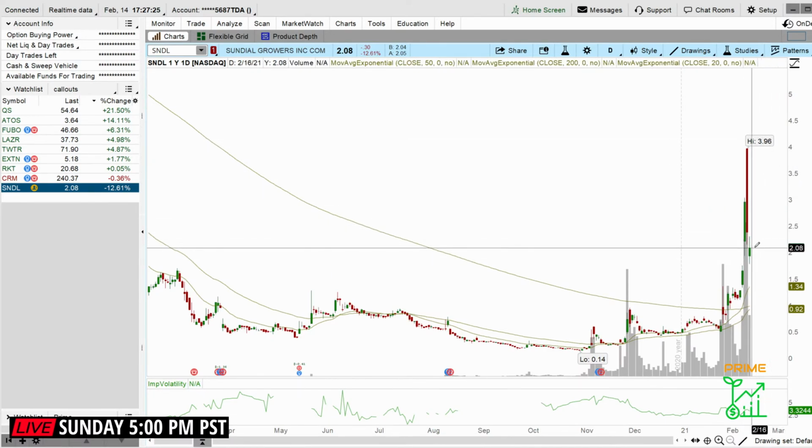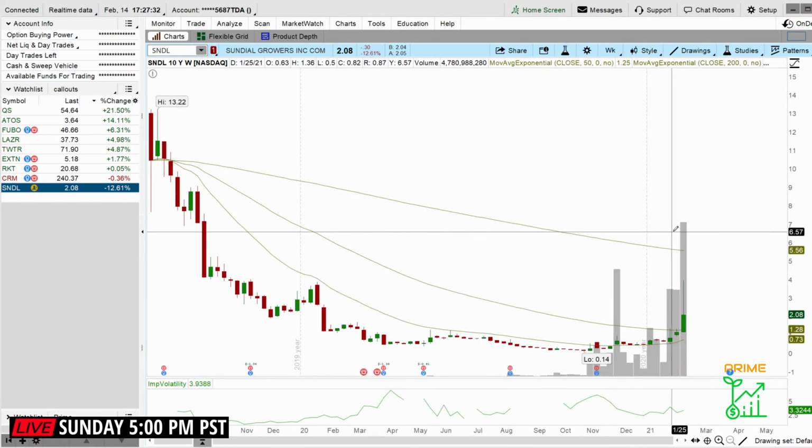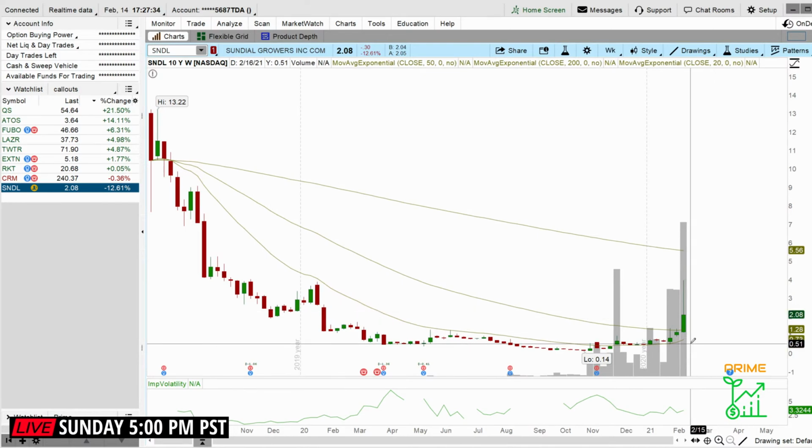It is a nice little pullback. We just have to ask, is this an area we would want to apply risk? And like I've said before, in my opinion, the way to manage that risk is to lower your size. Don't buy 1 million shares, buy 250,000. Be very careful when you're taking these trades.